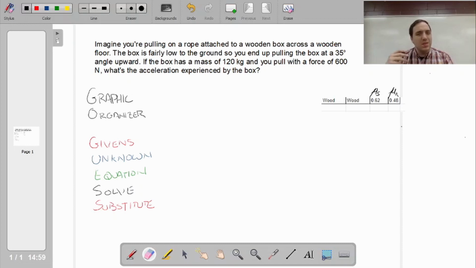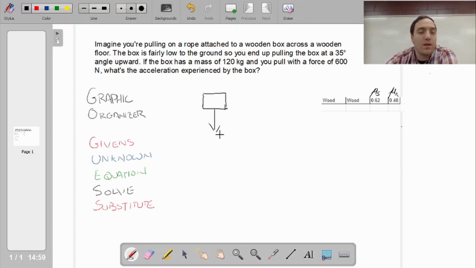This seems a little harder than what we've been doing, but it's the exact same problem, just with an extra step. Let's go ahead and take a look at it. As always, our graphic organizer is where we're going to start, and for a force problem, that is going to be a free body diagram.